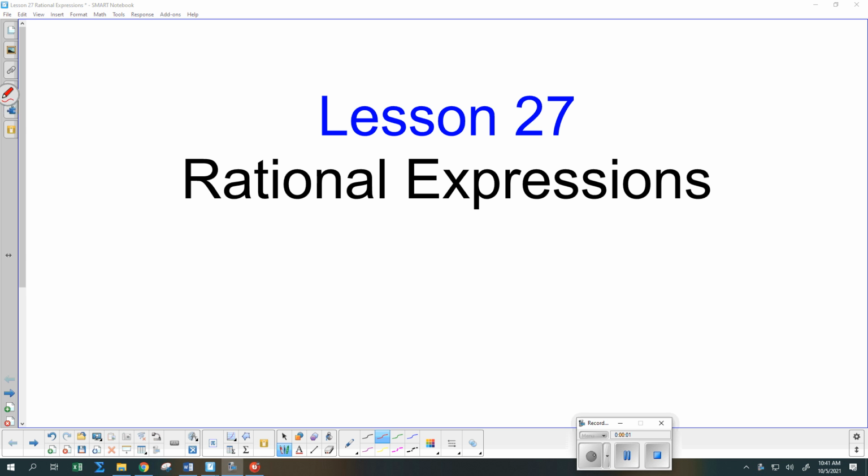In lesson 25, we're talking about rational expressions, and really the hardest part is students get confused with rational equations. When do you do it the equation way? When do you do it the expression way? What's really going on with that?